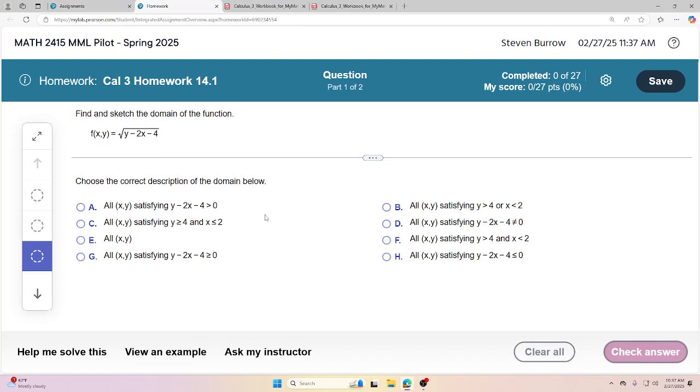So we are going to do a little bit of 14.1 for a few minutes. So yeah, this problem sucks. I don't know why, but we're going to figure it out. Choose whatever domain below. Well, we want the inside to be greater than or equal to 0, right? So in a way, it's like I want to solve for x and y, and let's have fun with that if that's okay. Actually, you know what?